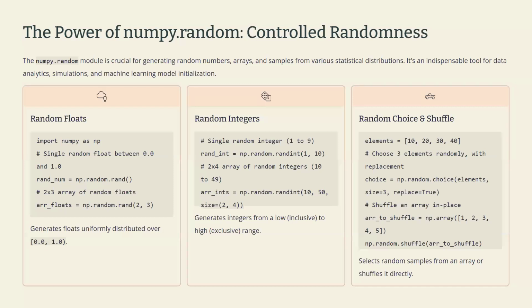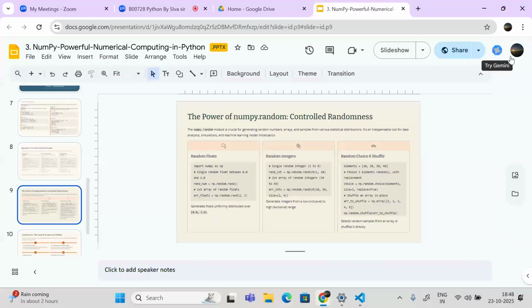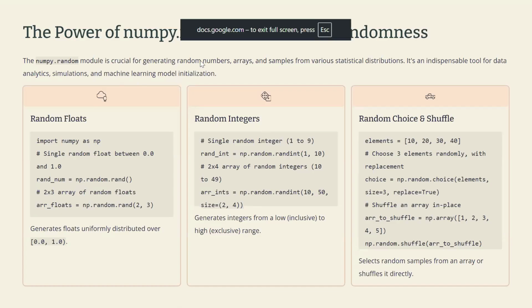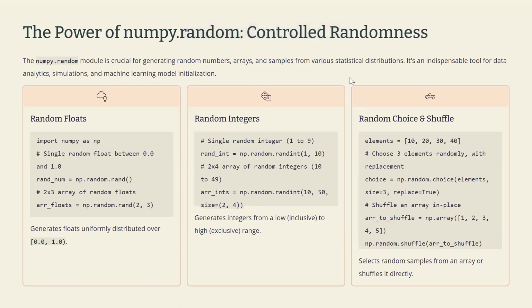So by using this random library, we can generate some numbers, and we have some methods. Let's start with the practical session. Let's see what we have: generating random numbers, arrays, samples, and various statistical distributions. It is a tool for data analytics, simulations, machine learning and model initialization.